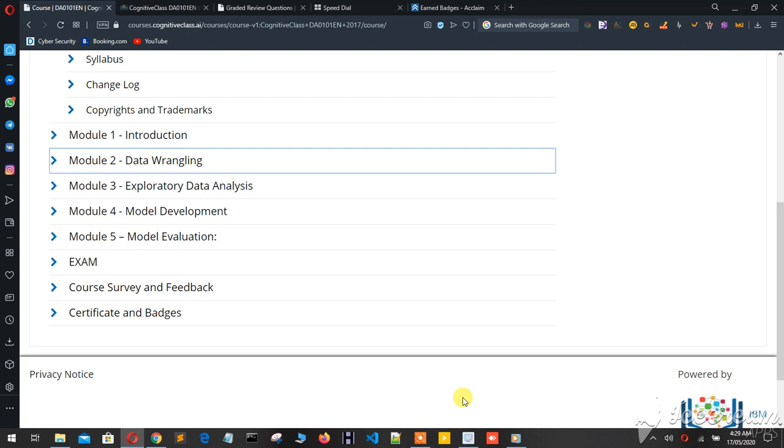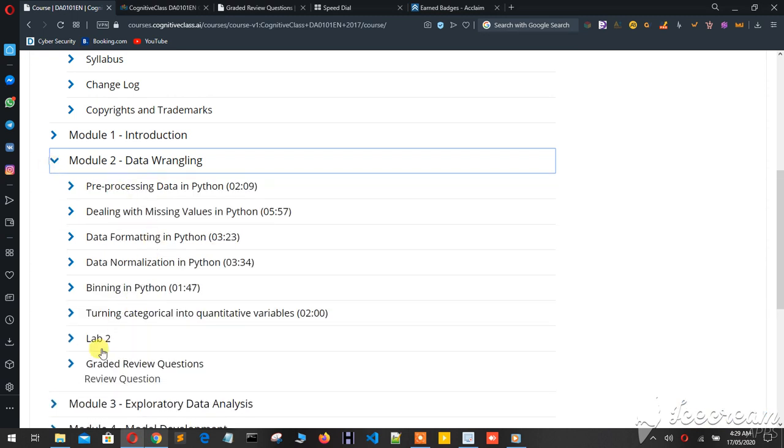Hello beautiful people, let's get started on module number 2 with data analysis along with Python. Before that, I will show you something else, the IBM badges. So let's get started on that.